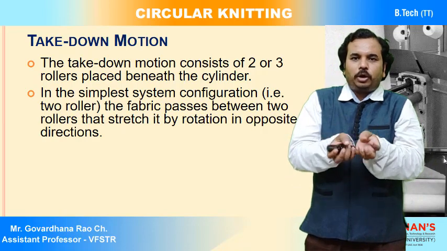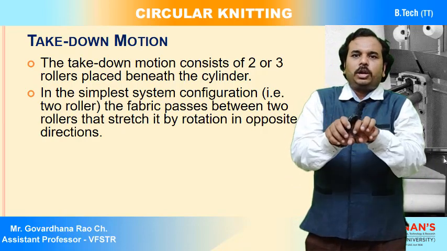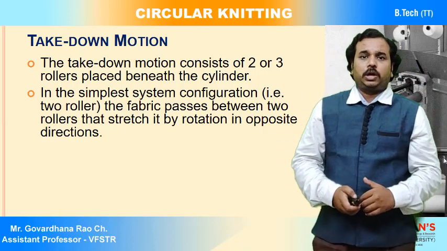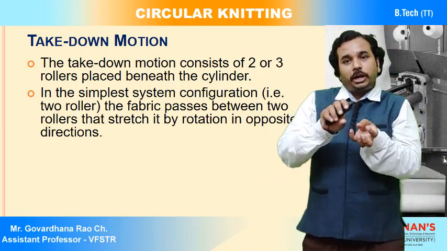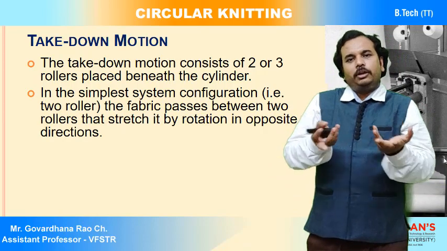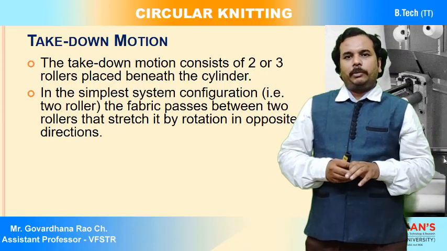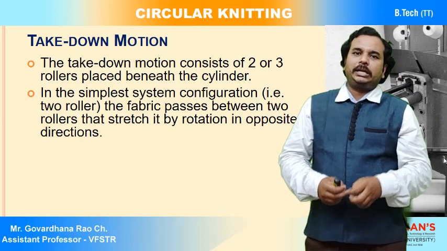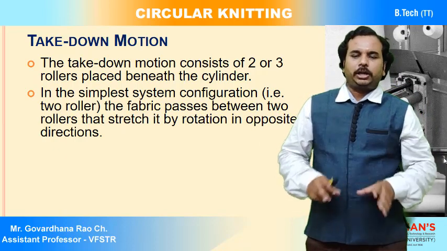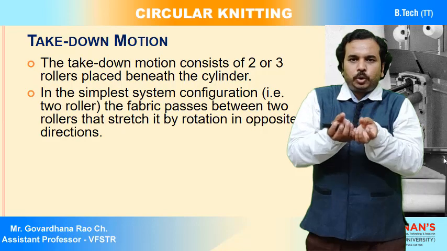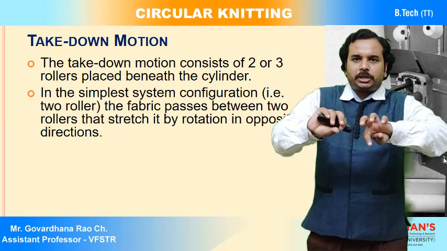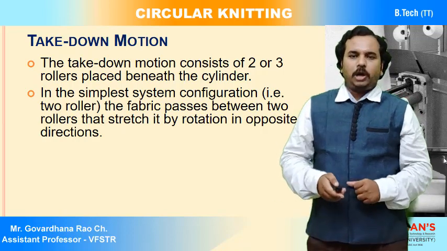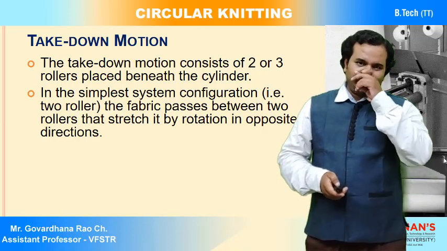Only when the rollers rotate in opposite directions is the fabric taken down between them into the cloth winding mechanism. Otherwise, if both rotate in the same direction, the fabric will not get any tension and withdrawal cannot occur. So these two rollers are rotated in opposite directions so that the fabric is taken down from the knitting machine.